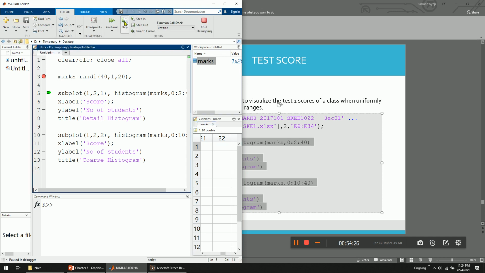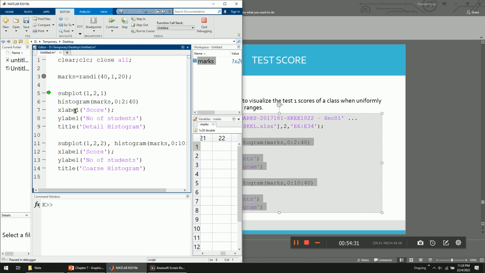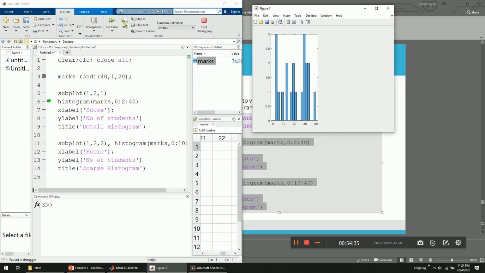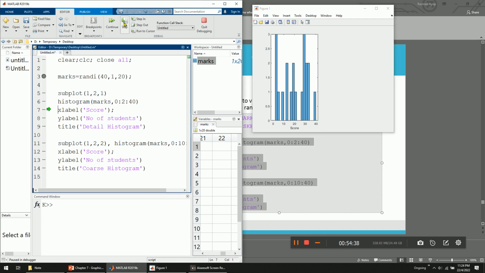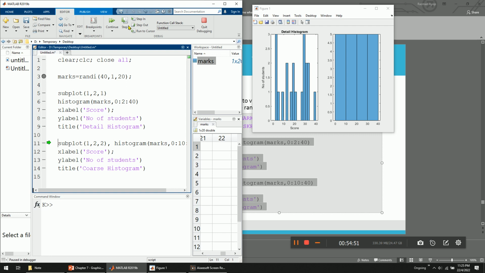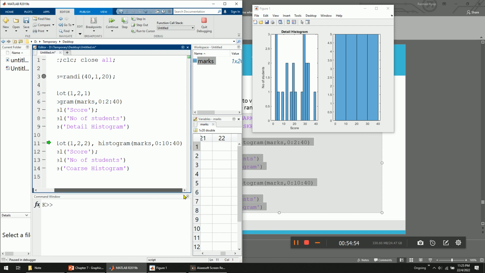So you can see here, you create a subplot and then create a histogram with a divider of 2, because 0, 2, 4, 6, and so on. This one is the standard, and then for this one, it's divided into 10 steps.